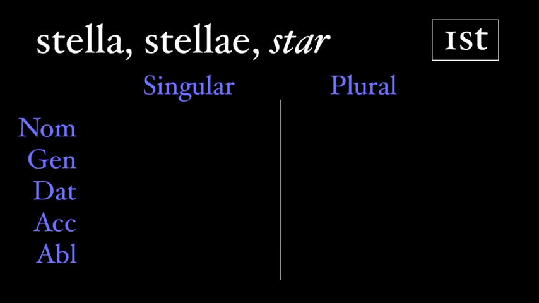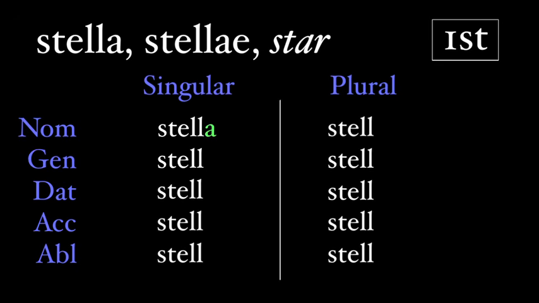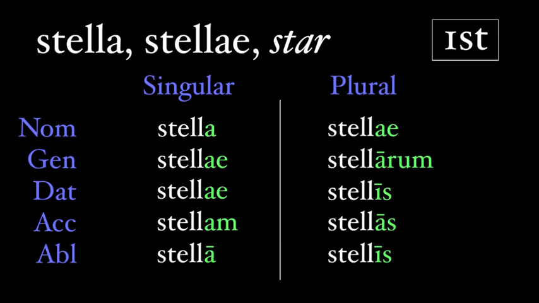Let's take the noun stella, stellae, which means star. We'll take advantage of the fact that the first form, stella, is in the nominative singular, and the second form, stellae, is in the genitive singular. Then we look at stellae and remove the ending ae. S-T-E-L-L is our noun stem, and this is what we add the rest of the endings to.